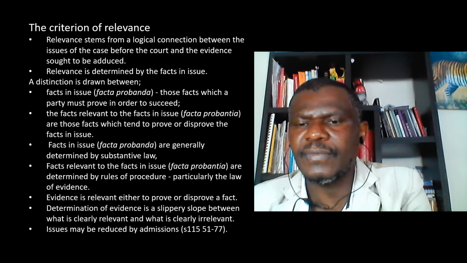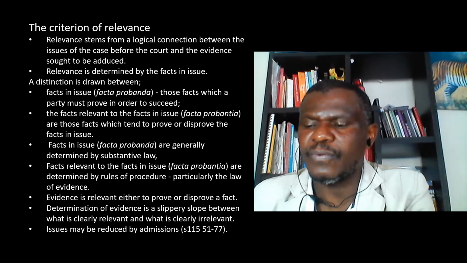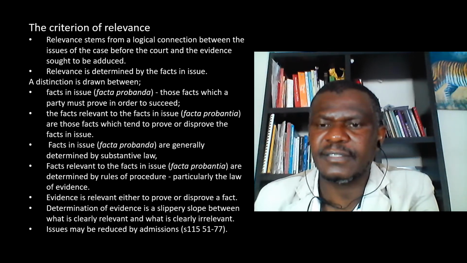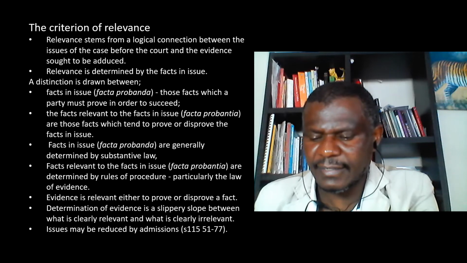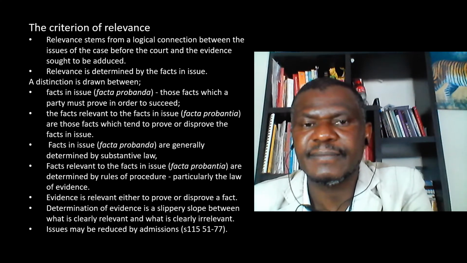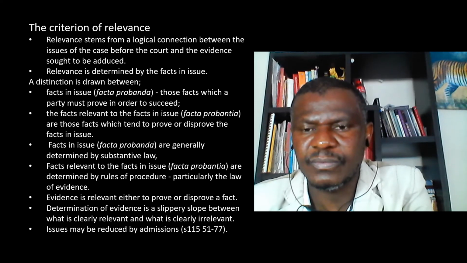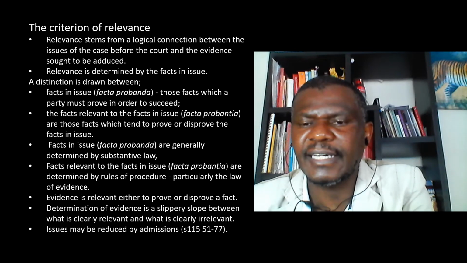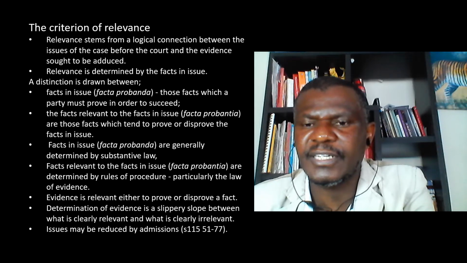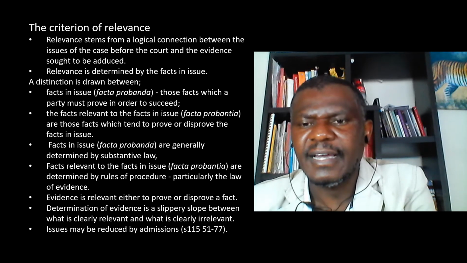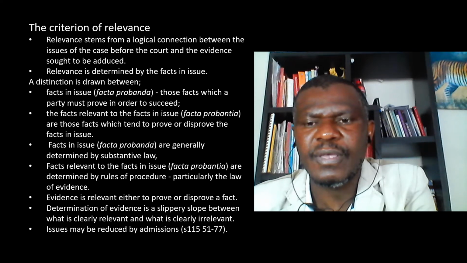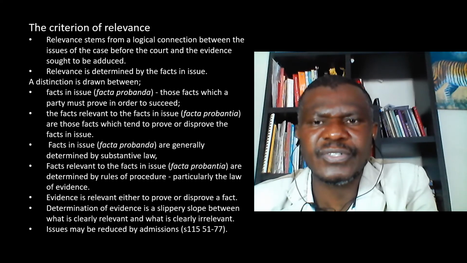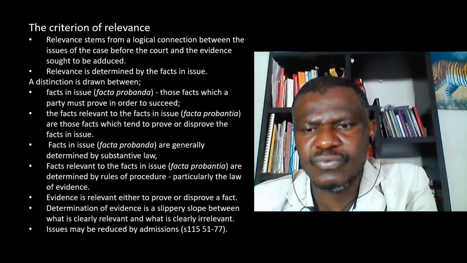So we are saying now the issues around having to prove whether she was actually around at the place where the murder took place or not, those are facts which are relevant to the facts in issue. The fact in issue is, did X kill Y? And then the facts regarding whether X happened to be at the vicinity of the scene where Y was killed, these are facts related to the facts in issue. So they are called facta probantia. They are also necessary to prove or disprove the facts in issue.